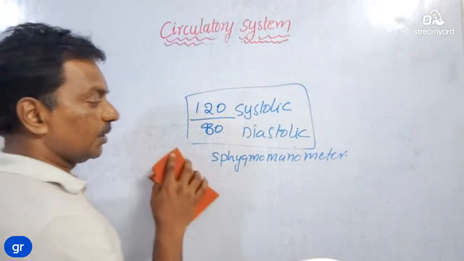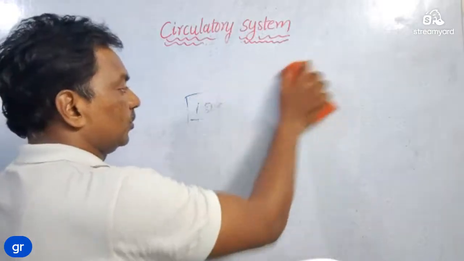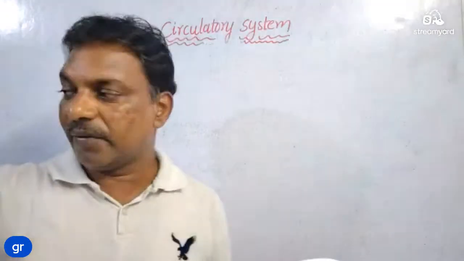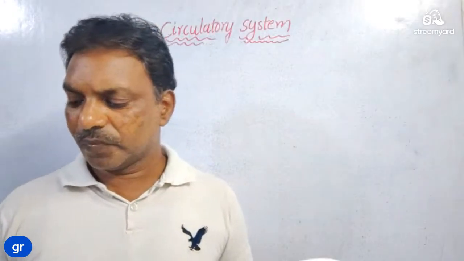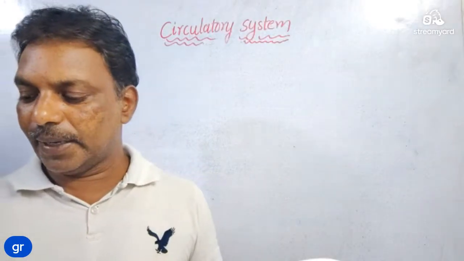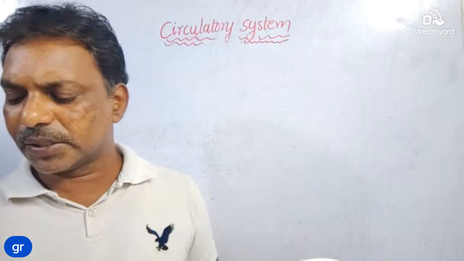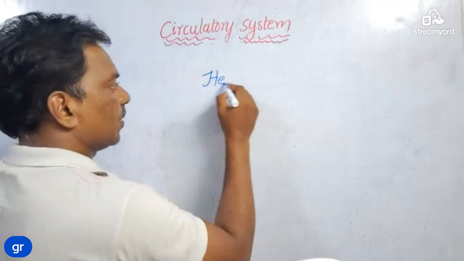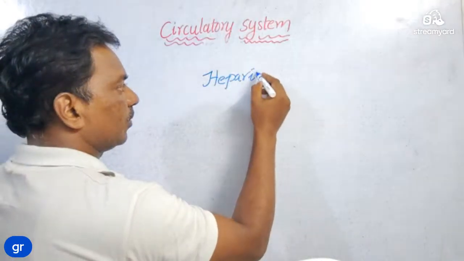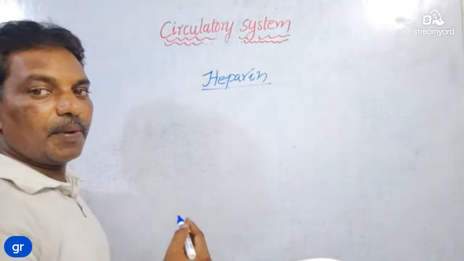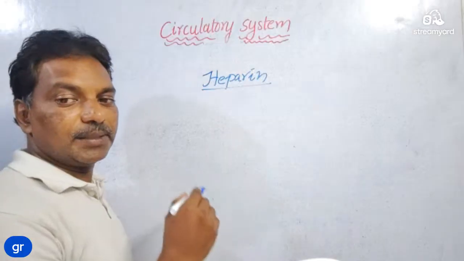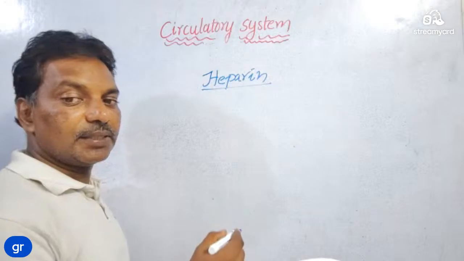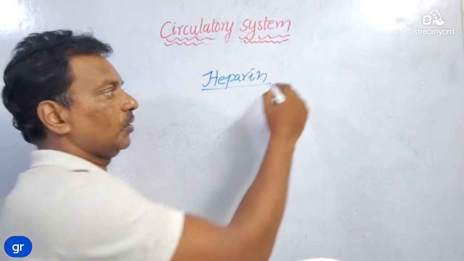Next, we are going to discuss clotting of blood, how the blood clots. Here I want to say one word: heparin. Why do we have to discuss heparin? Before I explain it: heparin is present in our blood vessels. Due to the presence of this in our blood vessels, blood will not clot.